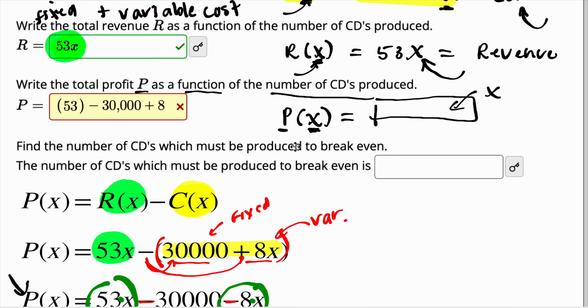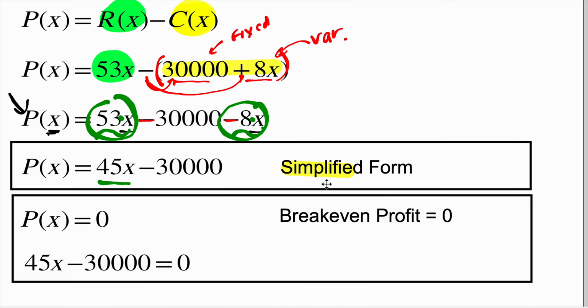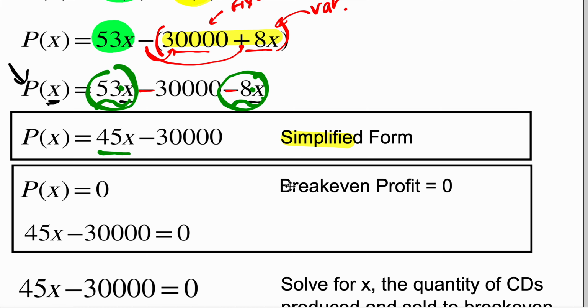So then this next part says find the number of CDs. So find X. How many CDs do I need to produce to get to break even? So when I come down here, the important thing to remember is that break even is the point or the quantity produced when profit equals 0. So what I want to do is set profit equals 0. That's all I'm doing here, right? I want to set profit equals 0. All right, so that's what I've done.